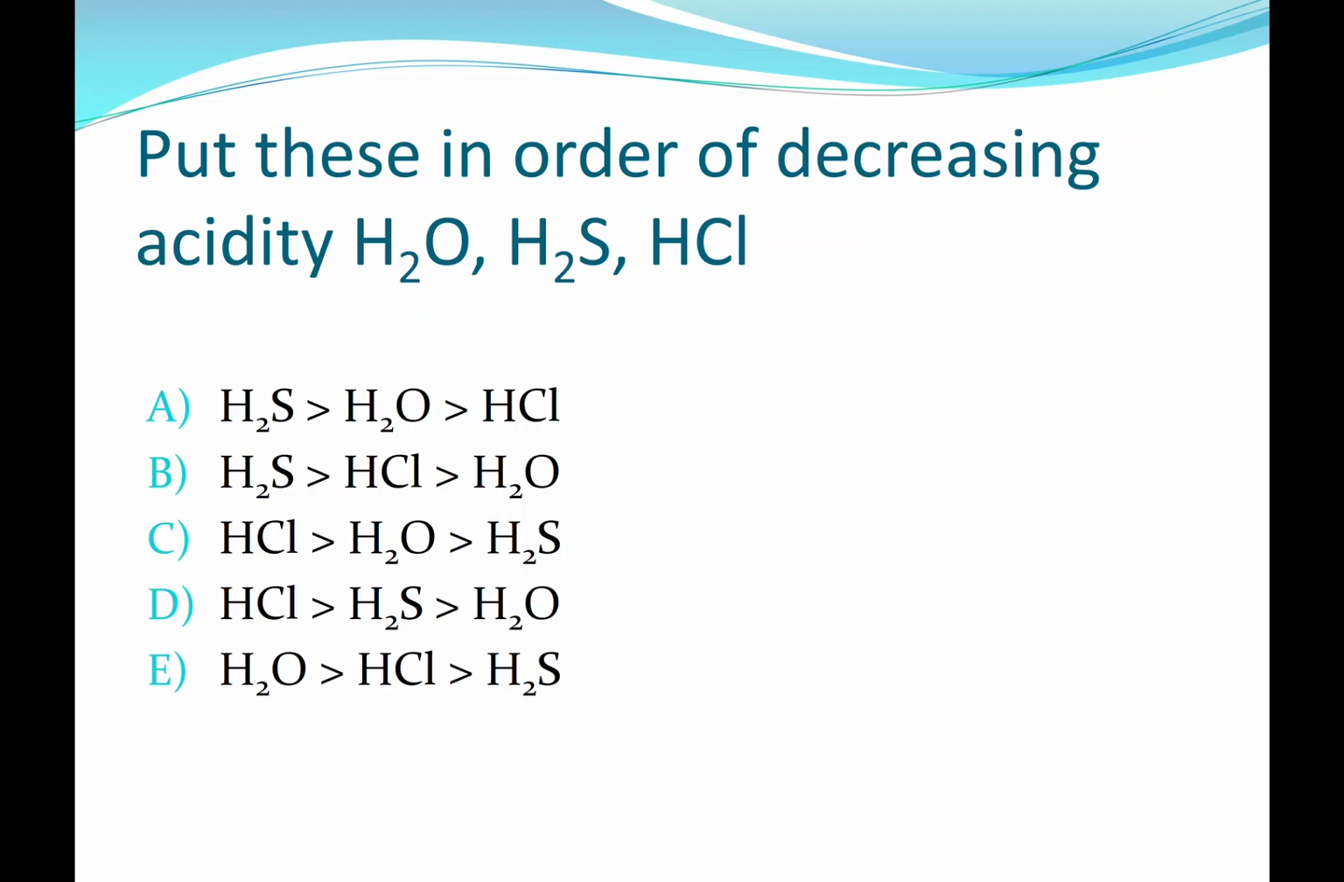Okay, so if we take a look at this question, we're looking at a decrease in acidity. And so we want the strongest acid listed first and the weakest acid listed last. Hopefully pretty quickly you could narrow this down to just two options, because we know that HCl, or hydrochloric acid, is a strong acid. And so it's going to have to be either C or D, right?